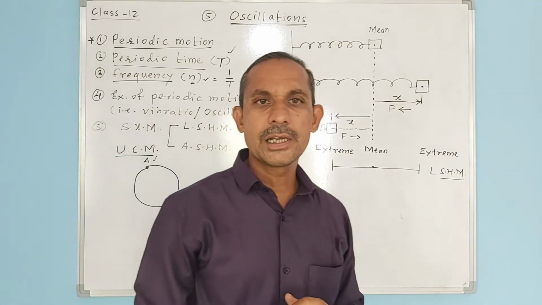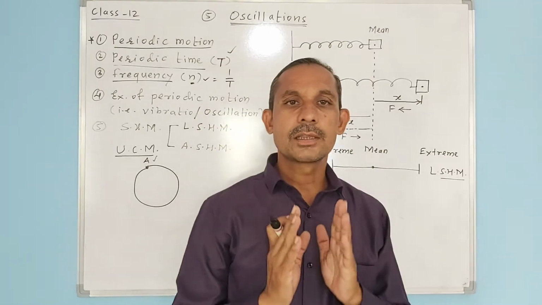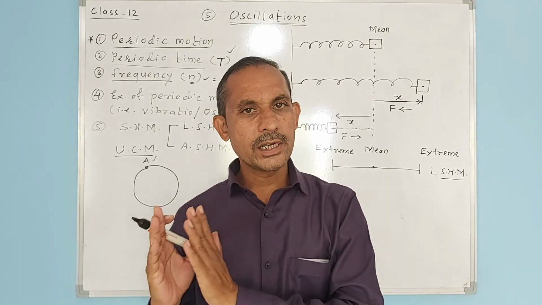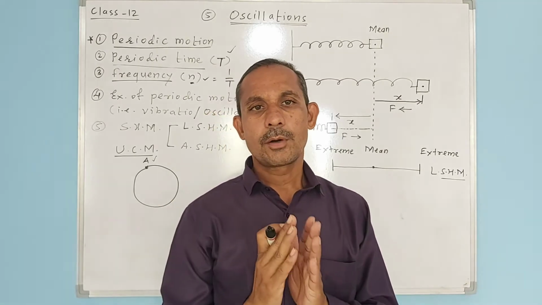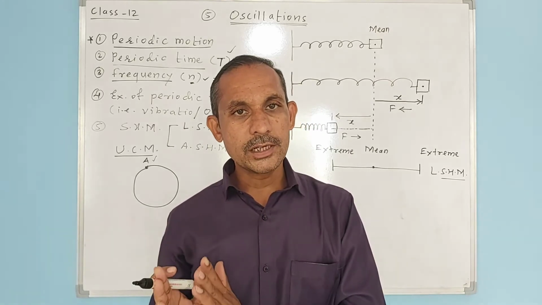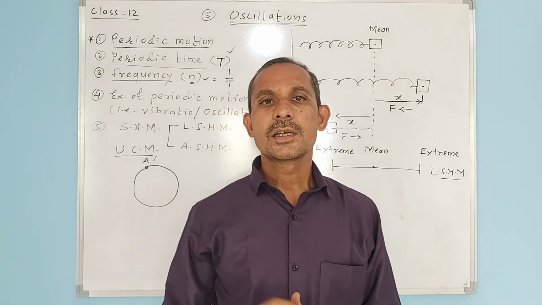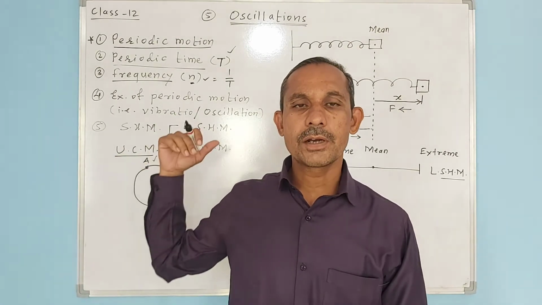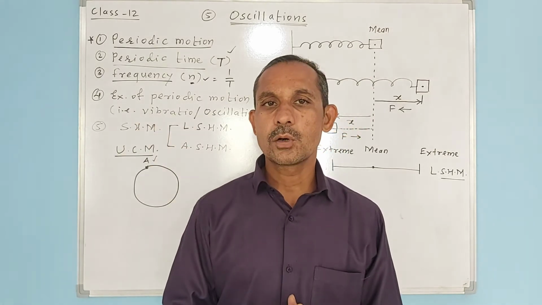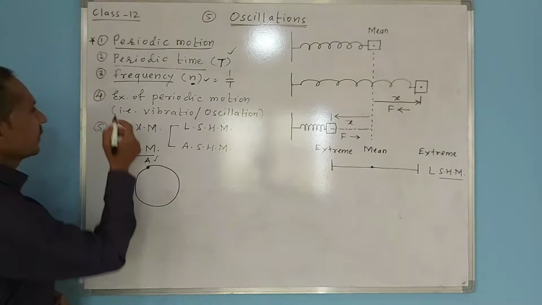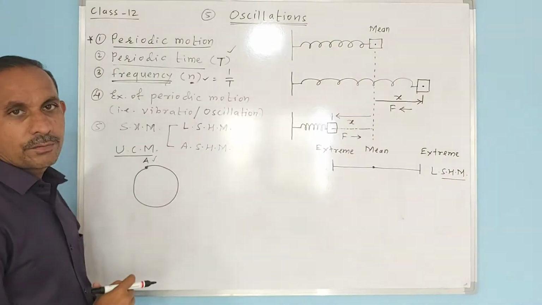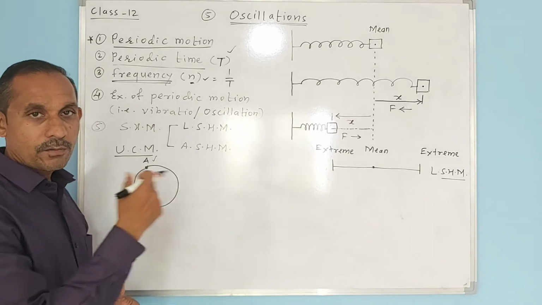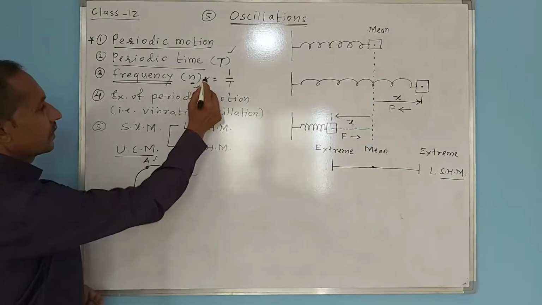So what is the basic meaning of frequency? Frequency means the number of motions in the periodic time. The number of motions performed by the body in its periodic motion is called the frequency of the body or frequency of the motion. We know frequency means the number of motions performed in unit time. Number of motions performed in unit time is called the frequency.